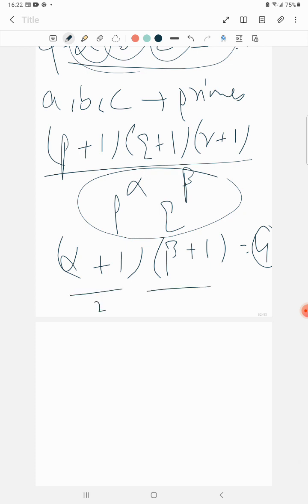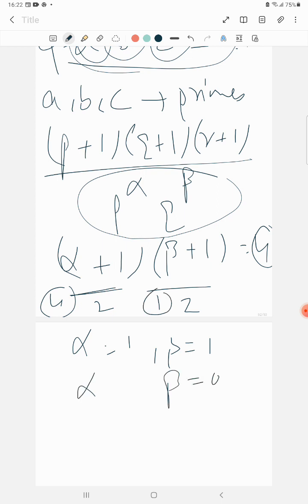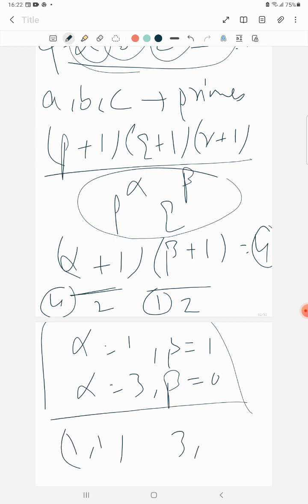See, this can be 2 and this can be 2, so then your alpha is 1 and beta is 1. Also this can be 4 and this can be 1, so then your beta is 0 and your alpha is 3. So these are the two sets of alpha, beta that satisfy. One is 1, 1 and one is 3, 0, right? Okay, so what does that mean?